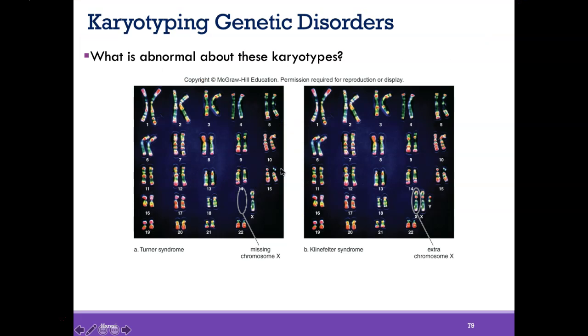So looking at these 2 karyotypes, we can see some abnormalities. Over here, we'd normally expect either an X or a Y, but now there is a missing X chromosome, and that's what gives us Turner syndrome. Here, there is an extra X chromosome, and that is Klinefelter's syndrome, and that affects about 1 in 750 males.